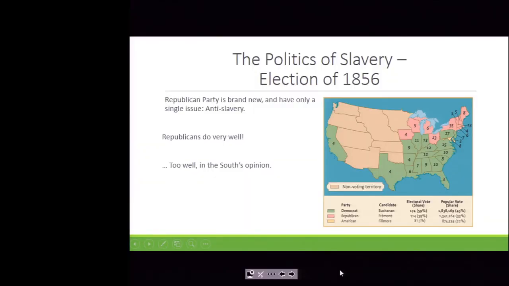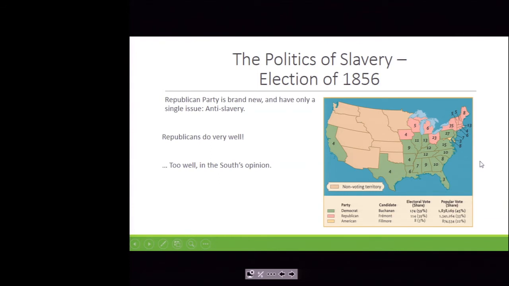Republicans, anti-slavery. So regardless, let's get back to our electoral map here. Election of 1856, Republicans, a brand new party, but they do very, very well for a brand new party. All of these little pink states here in the North go Republican. The Republicans do well, too well, in the South's opinion. The election in Pennsylvania, this state right here, is very, very close. Now we see on the map that Pennsylvania has 27 electoral college votes. That's a lot of votes.